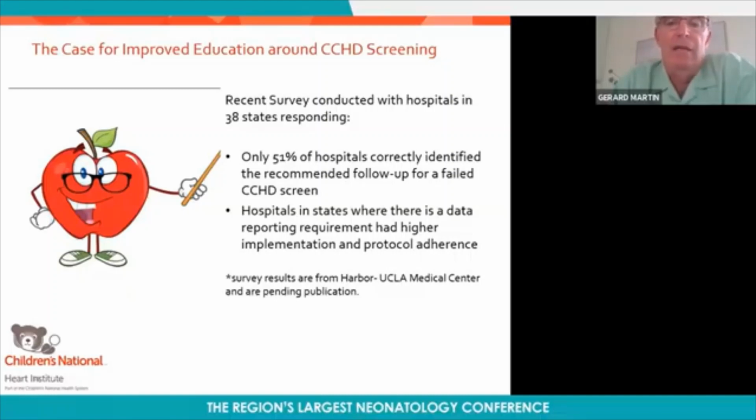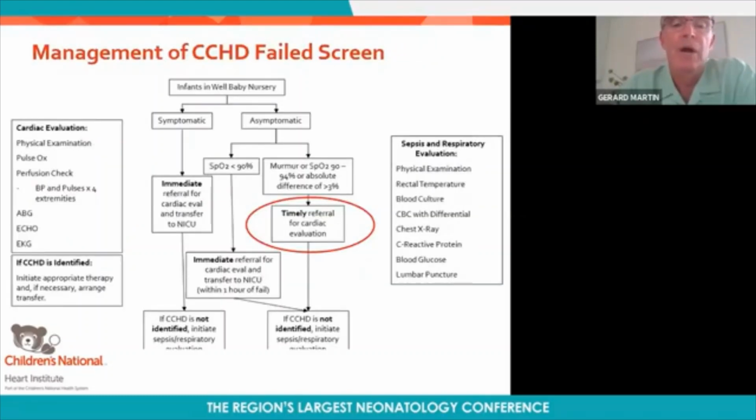We also found that protocol adherence in these hospitals was quite variable. So from our original publications to now, we have the sense that a number of hospitals are deviating from the recommendations, which is going to create problems with standardization and proper evaluation of this screening test. We want to remind folks that if you do fail pulse oximetry, timely referral for cardiac evaluation is important, in addition to considering the other possibilities such as sepsis and respiratory issues.